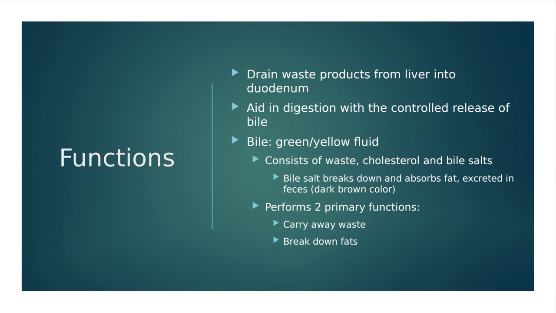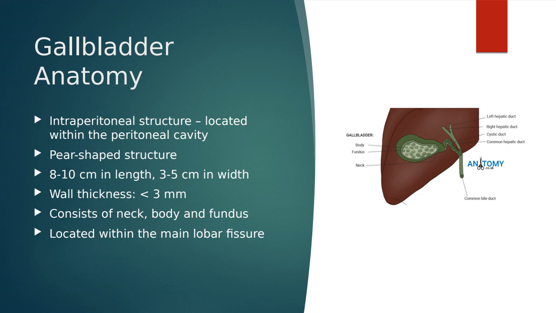It's going to aid in digestion with the controlled release of bile. Bile, as we know, is a greenish yellow fluid. It's made up of waste cholesterol and, most importantly, bile salts. Those bile salts are what break down and absorb fat in our diet and help with our overall healthy digestion. There are 2 primary functions of bile itself: 1, like we said, to break down the fats, and 2, to carry away waste. So it's sort of a vessel for other waste products to hop onto to get out of the gallbladder and out of the liver. Pretty straightforward physiology with that. We will talk about that a little bit more when we get into our bile pathways.